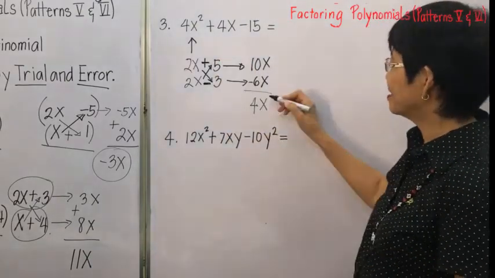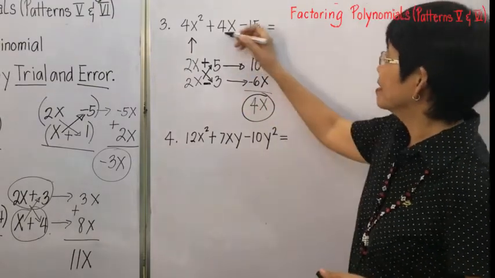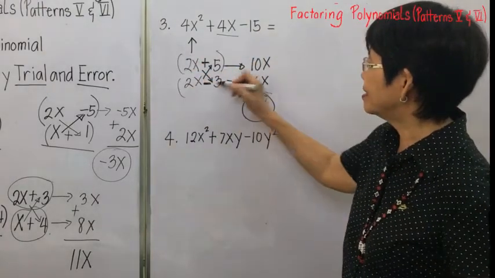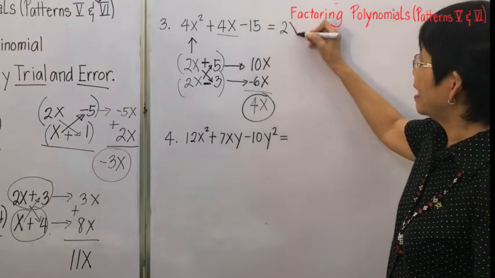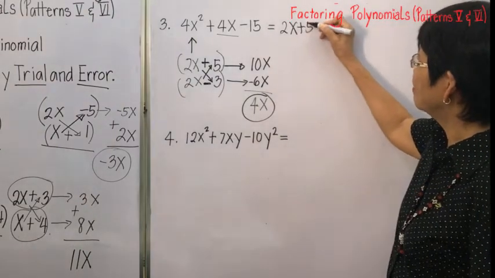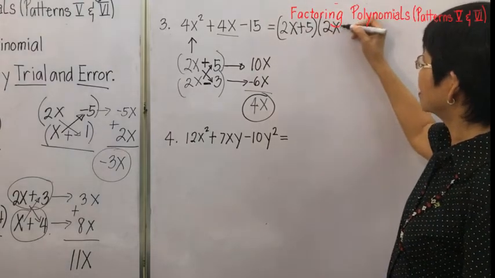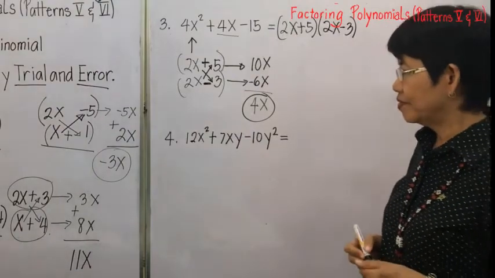And since we got the correct middle term, our factors will be this and this. So 2x plus 5 times 2x minus 3. And number 4.